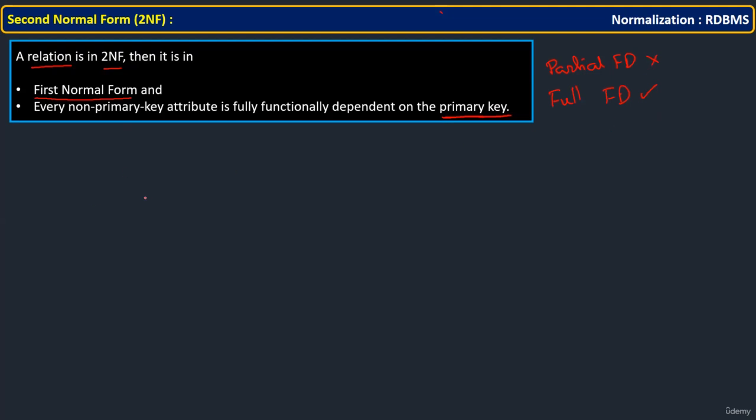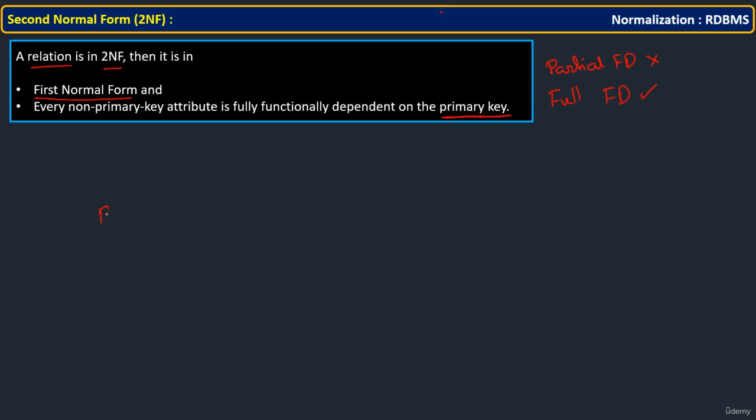So you are going to have a set of FDs, right? Each FD you have to cross-check, whether it is a full functional dependency or not. If every FD in that set is a full functional dependency, then we can say it is in the second normal form. Otherwise, if there is any partial functional dependency, then it is not in the second normal form. Let us take a simple example.